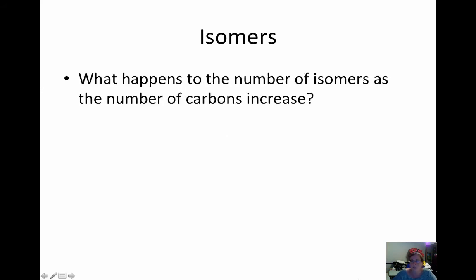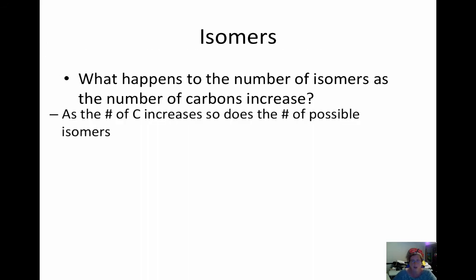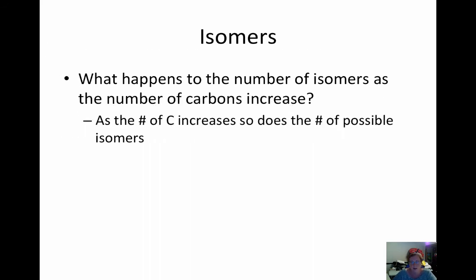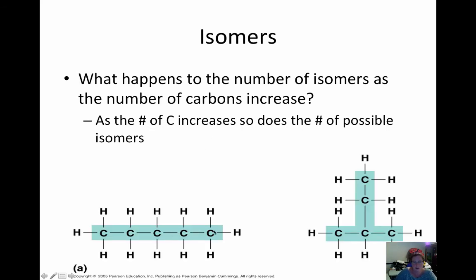So what happens to the number of isomers as the number of carbons increases? Of course, if you add more and more carbons to your structure, there's going to be more and more ways to arrange them. So as your number of carbons increases, so does the number of possible isomers. Here we're looking at 2 isomers with 5 carbons and 12 hydrogens, just arranged in 2 different structures, so these are isomers.